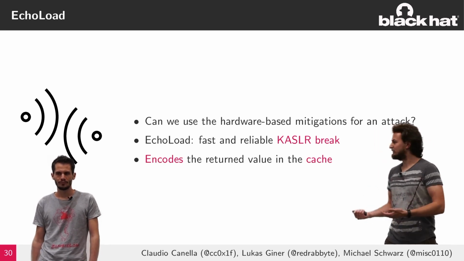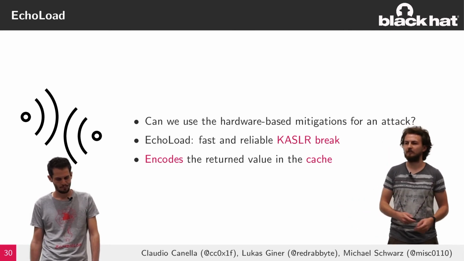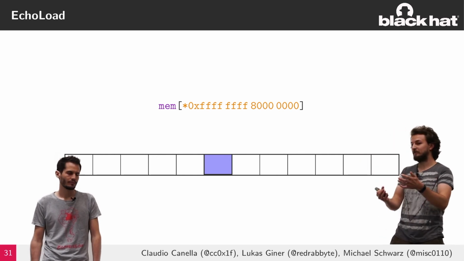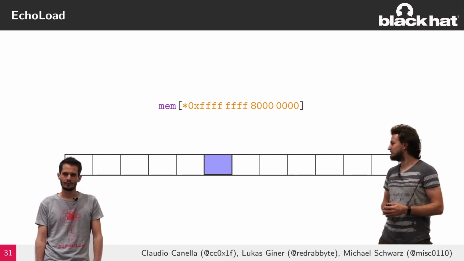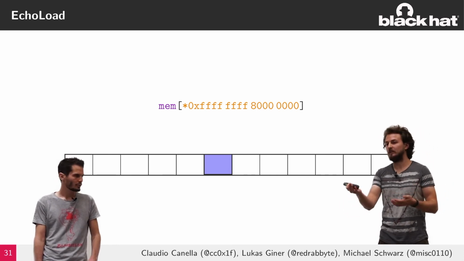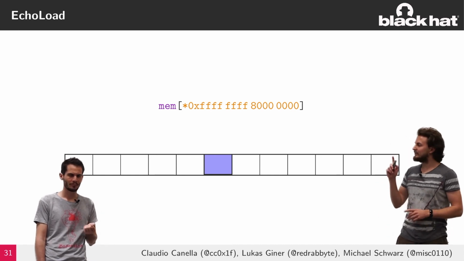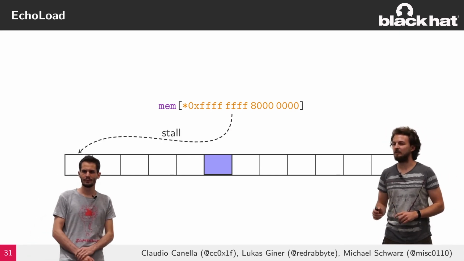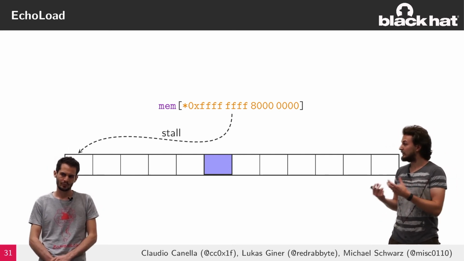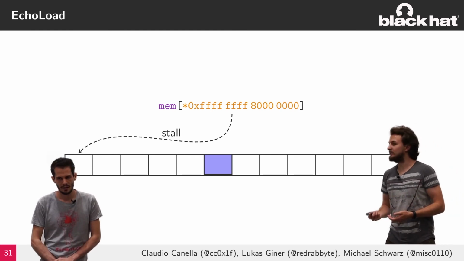It again simply encodes the returned value when we access it, simply like a Meltdown attack in the cache. EchoLoad can be summarized with this very short sample of code. It's more or less a memory access encoding data that we load from the kernel address. That looks almost the same as before, so what's different now? What we exploit here is the stalling behavior when the CPU tries to access memory that is not backed by physical memory.